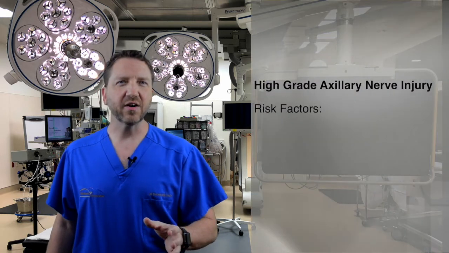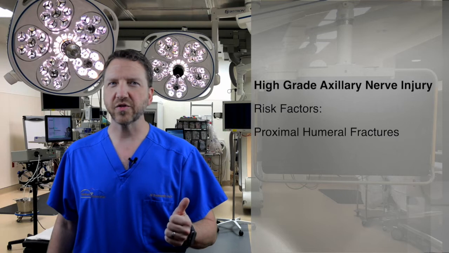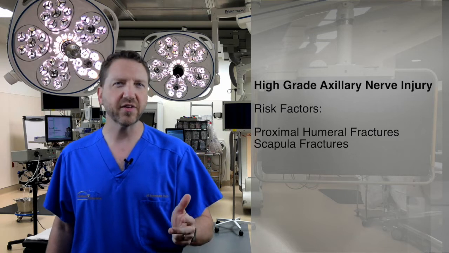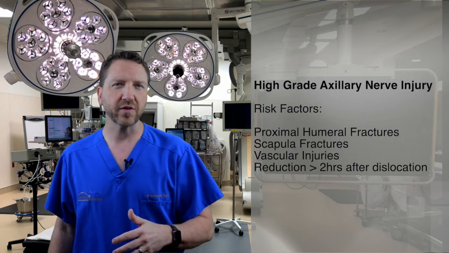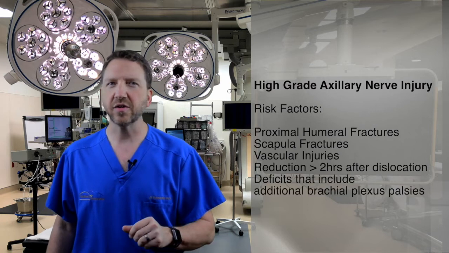However, there is a small fraction of patients with high-grade injuries that will experience a chronic functional deficit. Risk factors for high-grade nerve injury include proximal humerus fracture, scapular fracture, vascular injuries, a shoulder reduction that's more than 2 hours after the dislocation, and deficits that include additional brachial plexus palsies. Patients with symptoms of nerve injury should be considered for MRI and referred to specialty consultation immediately, as some high-grade axillary nerve injuries are amenable to early surgical intervention.